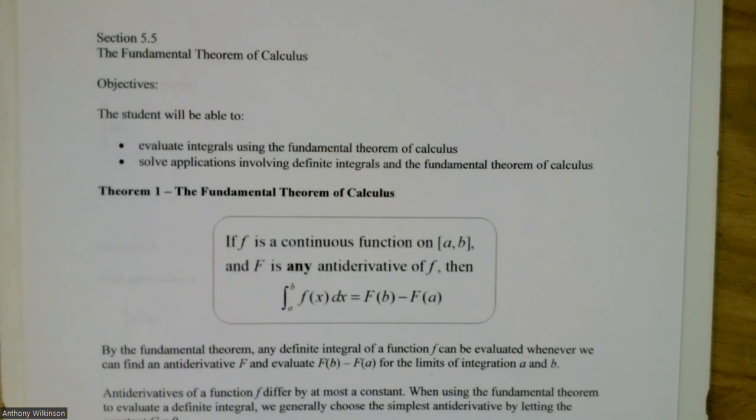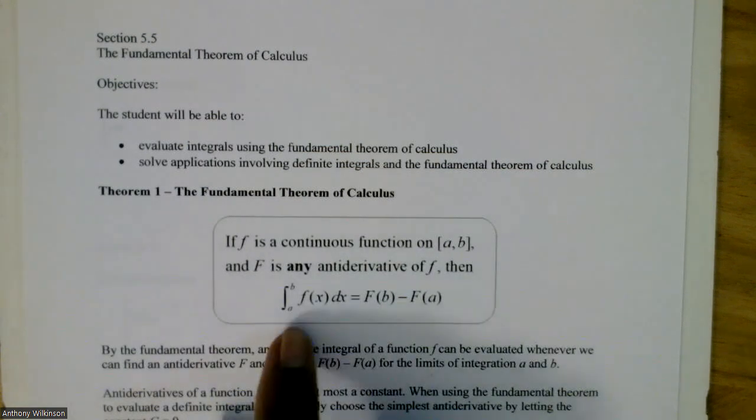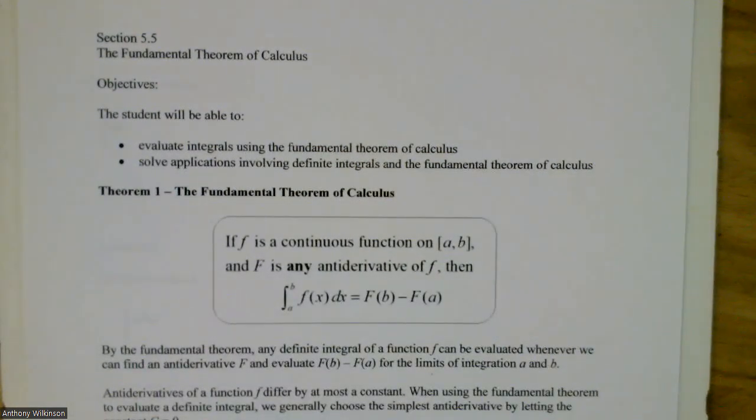Now, if you recall in the last video, section 5.4, we were finding the area using a definite integral. So here, we're going to be given pretty much the function themselves, and we're actually going to find out what the antiderivative is, and then find out what that area is when we're given the lower limit and the upper limit. By the fundamental theorem, any definite integral of a function f can be evaluated whenever we can find the antiderivative, capital F, and evaluate capital F of b minus capital F of a for the limits of integration a and b.